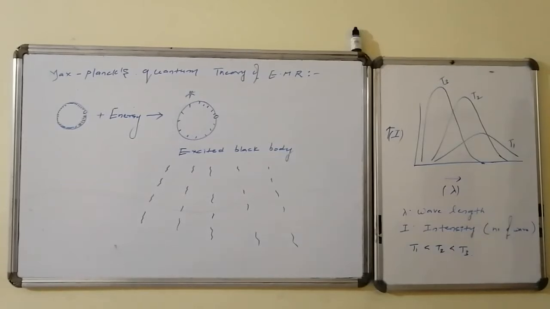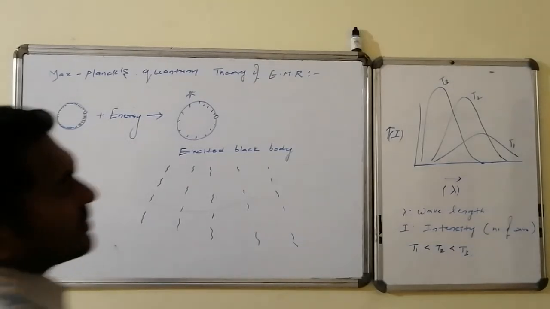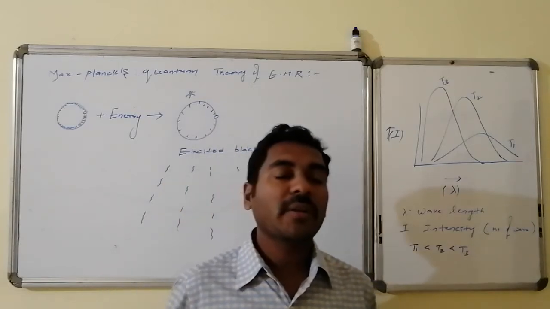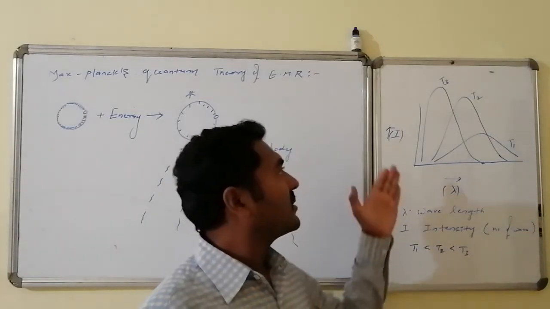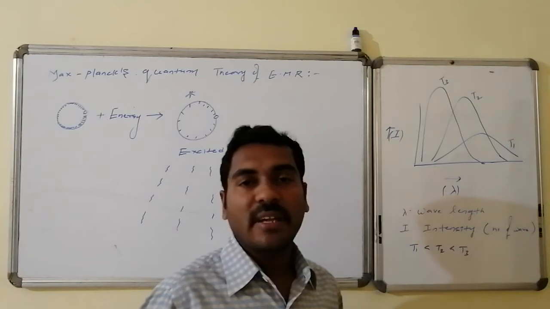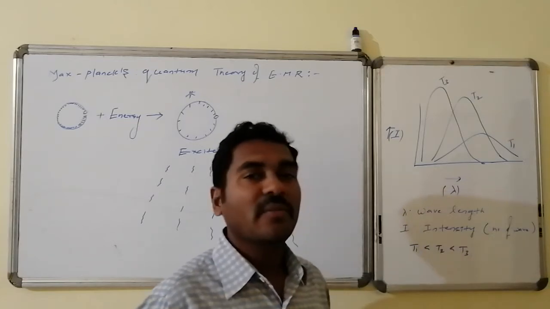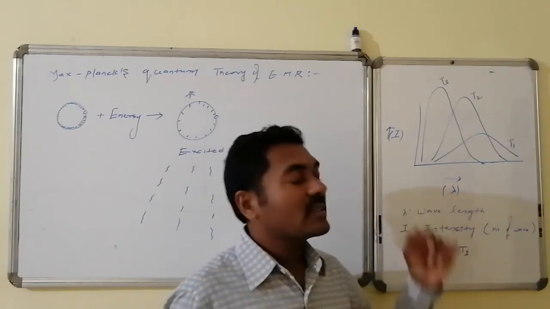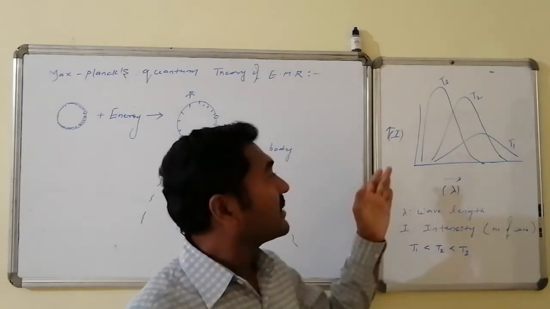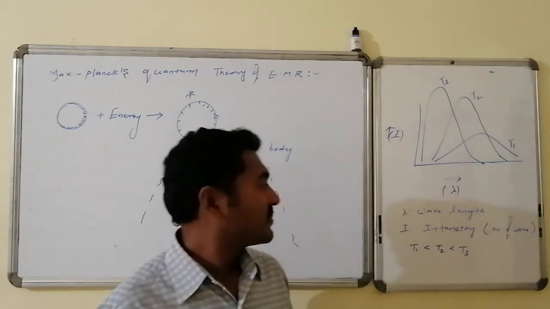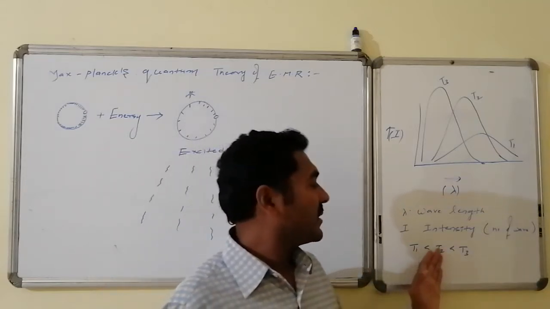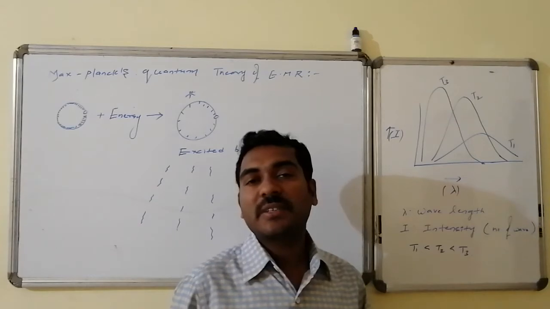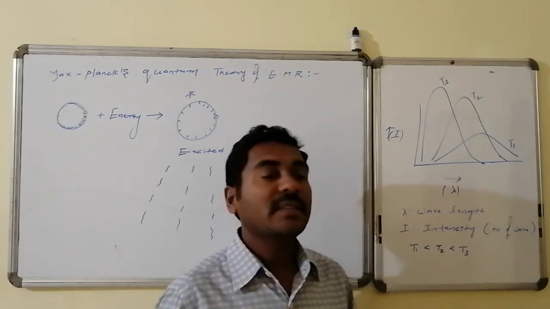The investigation results were put in the form of a graph by Max Planck for black body radiation, in such a way that intensity versus wavelength is plotted at various temperatures. See here, the wavelength is increasing on the x-axis, intensity is increasing on the y-axis, whereas here different temperatures like T1, T2, T3 are there. Compared to T1, T2 is greater, compared to T2, T3 is greater.